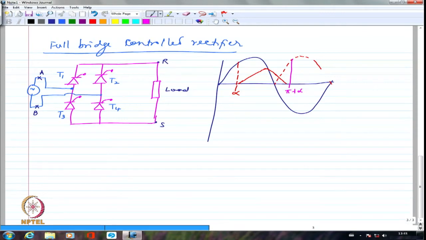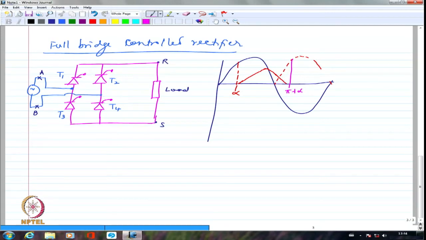I can't have them be completely unsymmetrical. If I make them unsymmetrical, I will have the positive half cycle voltage much higher than the negative half cycle voltage, or vice versa. The moment I have that, I will not have a similar kind of voltage being applied repeatedly. So if one of them is fired at, for example, 30 degrees, the other one will be fired at 180 plus 30, 210 degrees. So I will always have them fired symmetrically.